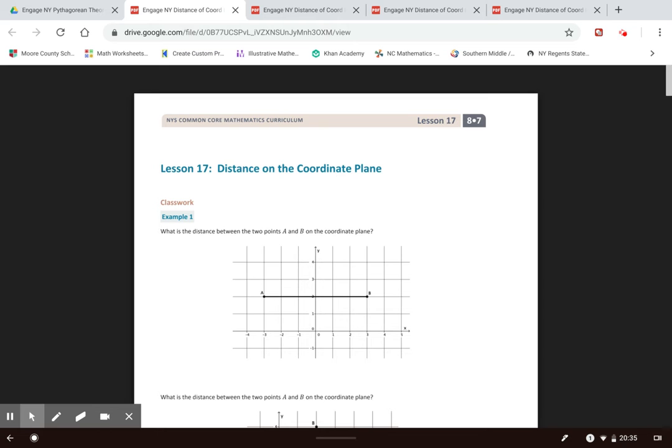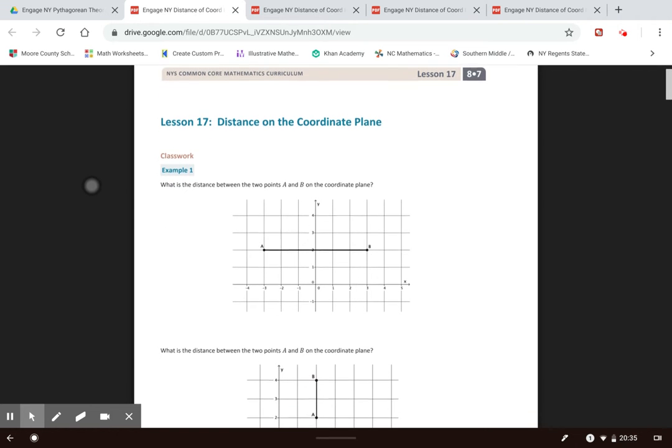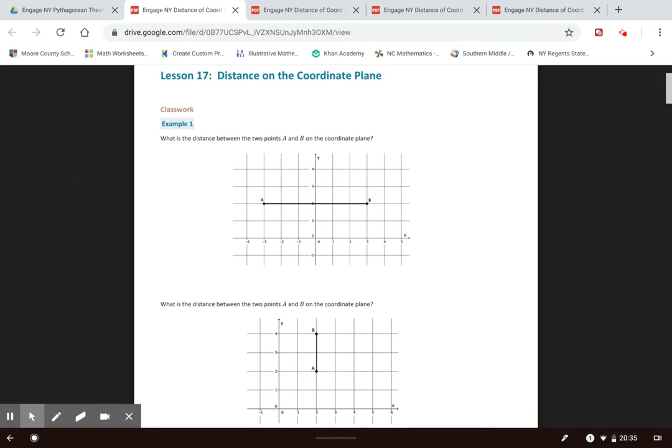We have finished just about everything we need to do with the quadratic function. So we're going to move on now to some geometry topics and go back to something that we've done earlier in the year, which is the Pythagorean theorem. And we're going to use the Pythagorean theorem to find distance on the coordinate plane.